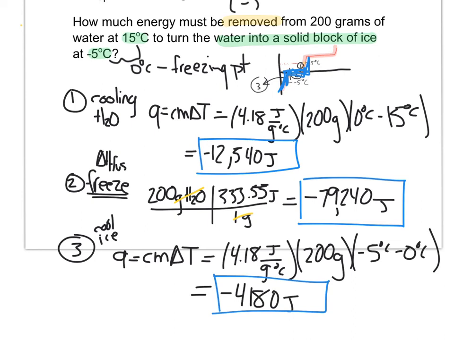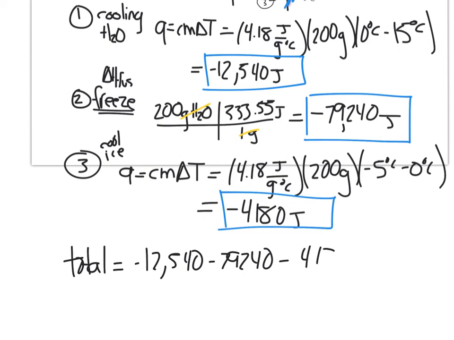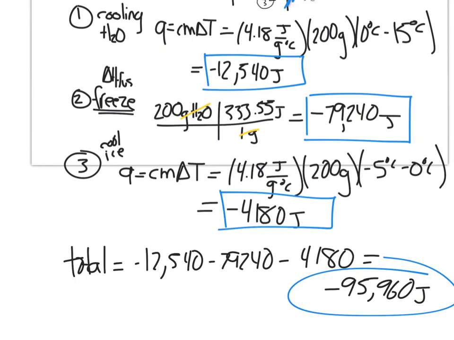what we need to do is add all these numbers together. So we're going to do that, and then I'll talk a little bit about that other C value. So, at this point, the total energy is going to be -12,540 minus 79,240 minus 4,180. I'm going to pause this so I don't bore you with my calculator. I'm currently getting -95,960 joules as the total amount of energy to make this process happen.